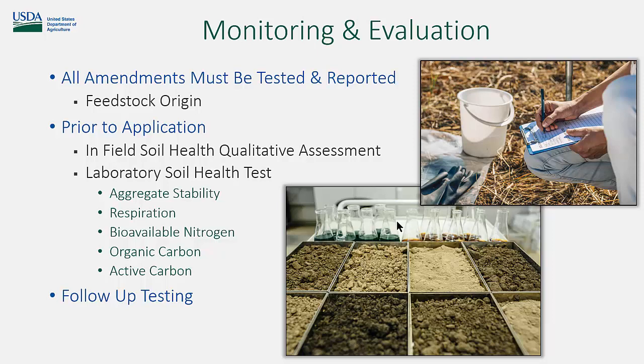Our, quote, basic NRCS soil health test involves testing for aggregate stability, respiration, bioavailable nitrogen, organic carbon, of course. This one makes sense for this particular standard. And then active carbon as well, that labile fraction of carbon available in the soil. So we ask for those two things prior to application, and then we ask for some follow-up testing 2 or 3 years down the road to see what the impact of these applications has had. And then once we get to that 3-year period, we'll decide whether to make it a permanent practice or not.